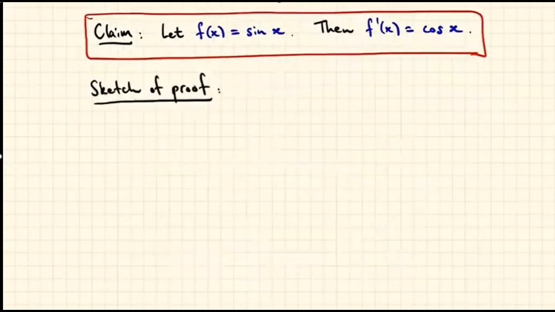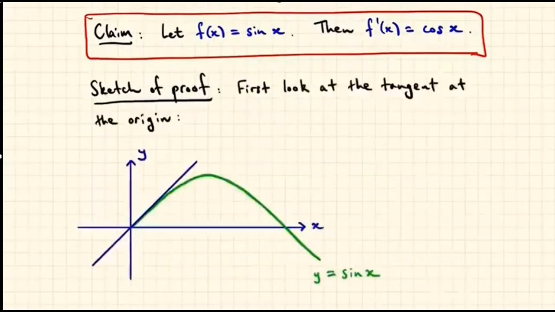Now, we're going to sketch a proof of this claim. There are a lot more details in the notes. As preparation for the proof, let's first look more carefully at the tangent to the sine curve at the origin and ask for its slope, which looks like it should be 1.